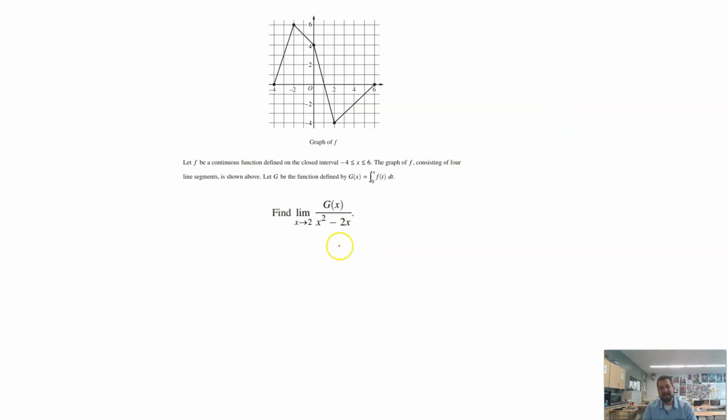Letter C says find the limit as x approaches 2 of g of x divided by x squared minus 2x.